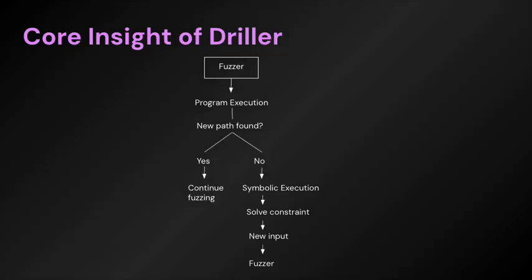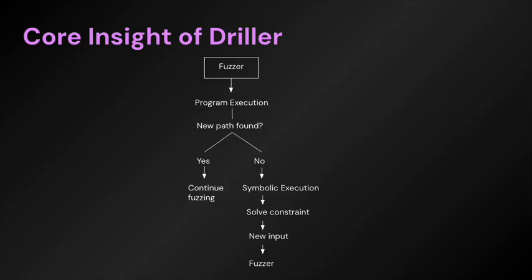The key insight of Driller is that programs can be thought of as being divided into compartments. These compartments are separated by checks on specific inputs. Inside each compartment, the program processes general input and has many possible behaviors. Fuzzing is actually very good at exploring these compartments, but moving between compartments often requires satisfying complex checks. This is where symbolic execution is useful. So Driller combines both techniques in a hybrid workflow.